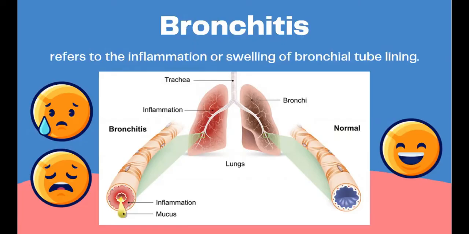Here we have bronchitis, which refers to the inflammation or swelling of the bronchial tube lining. Please observe the picture here. People with bronchitis experience difficulty in breathing. Mucus or phlegm forms in the airways, restricting the flow of oxygen into the lungs. Compare the normal lung with that of the person with bronchitis.